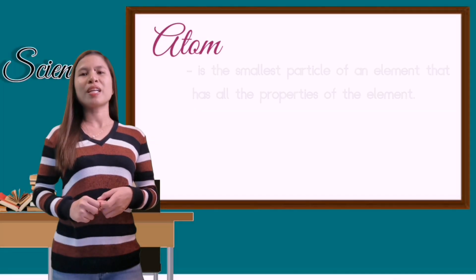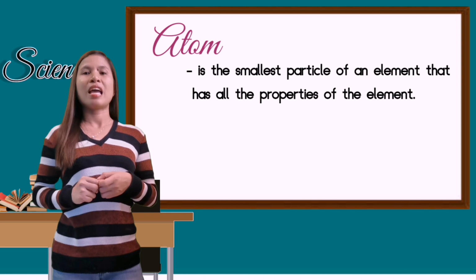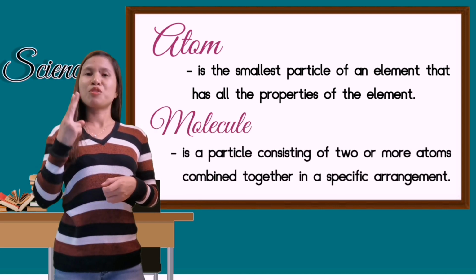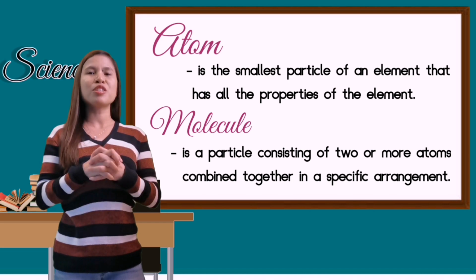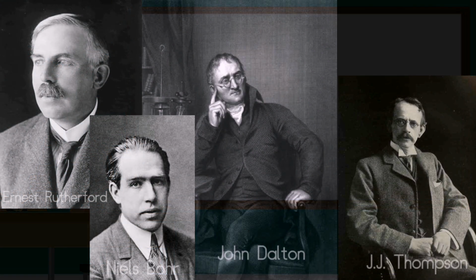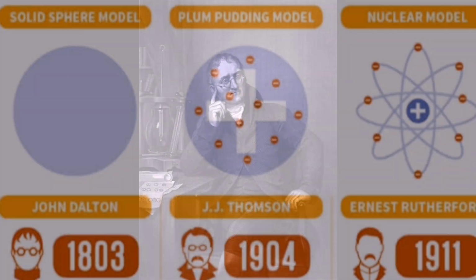An atom is the smallest particle of an element that has all the properties of the element. A molecule is a particle consisting of two or more elements combined together in a specific arrangement. Scientists have proven that the atom is composed of smaller particles.